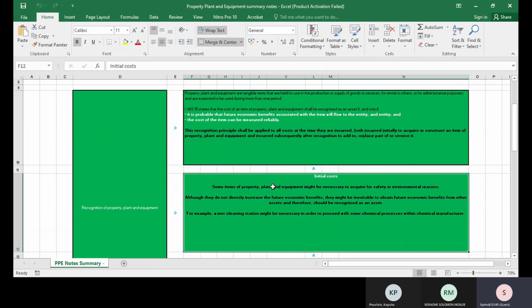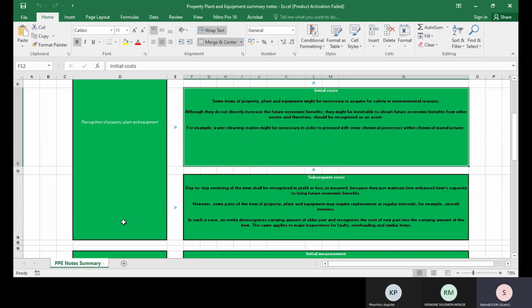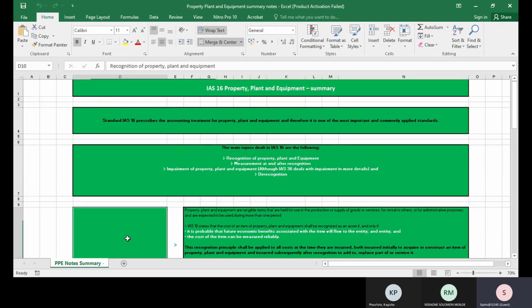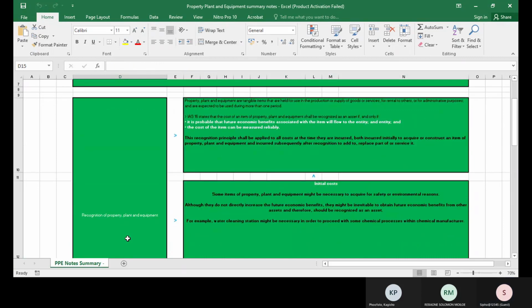The initial cost, they are saying. Some items, remember, just to remind you, we're still in recognition of property, plant, and equipment. We haven't yet moved on to measurement. We're still under recognition.